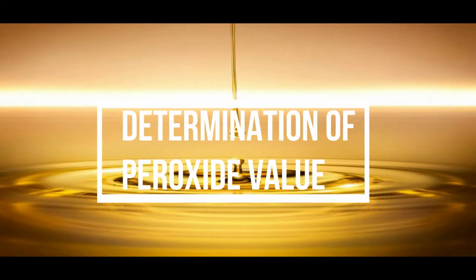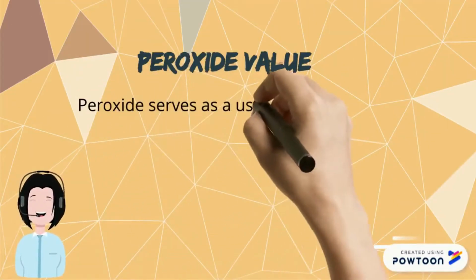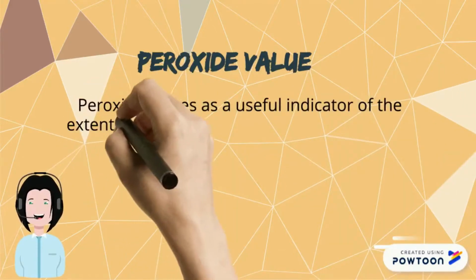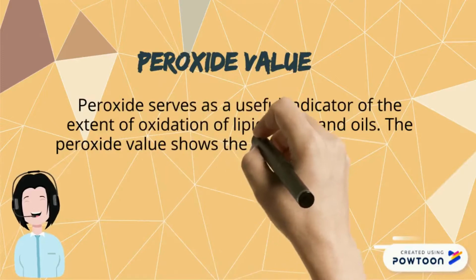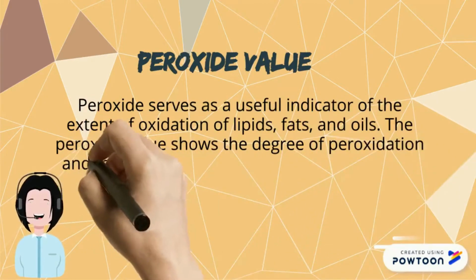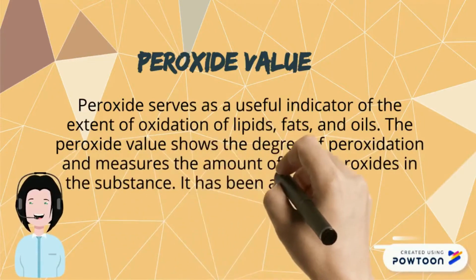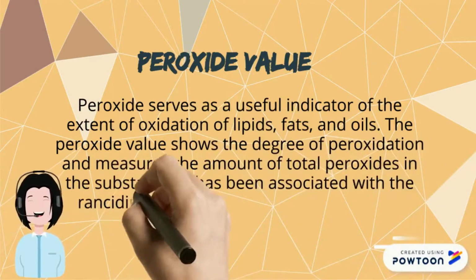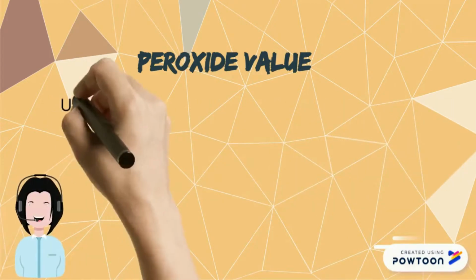Moving on, determination of peroxide value. Peroxide serves as a useful indicator of the extent of oxidation of lipids, fats, and oils. The peroxide value shows the degree of peroxidation and measures the amount of total peroxides in the substance. It has been associated with the rancidity in lipid-containing fruit products.